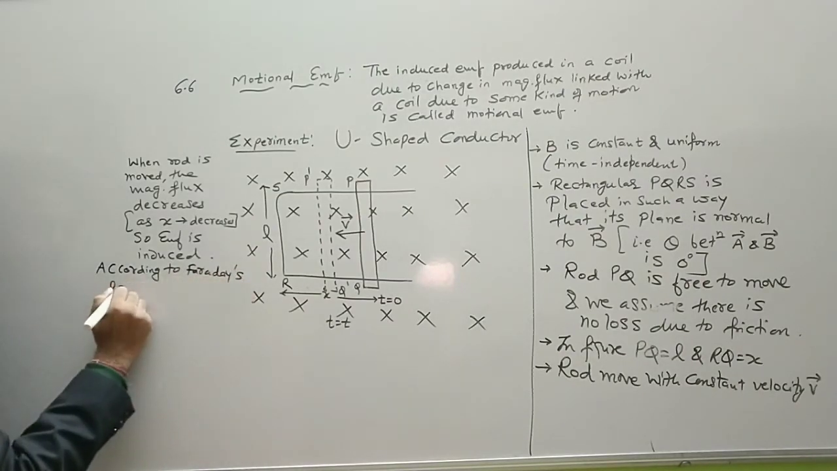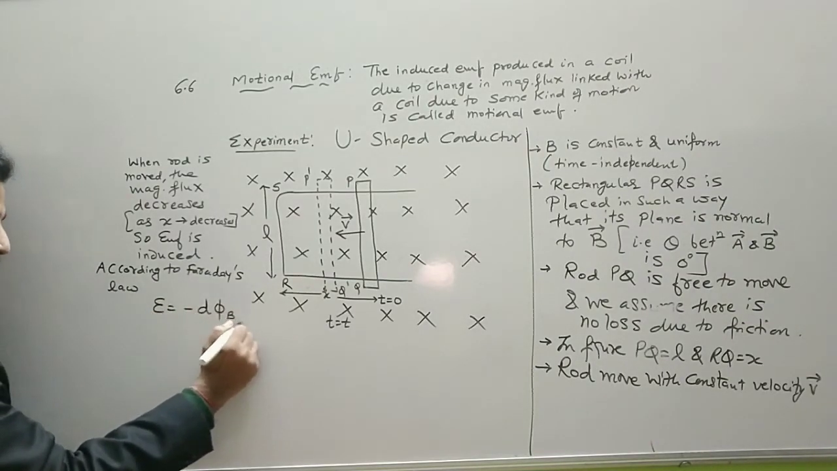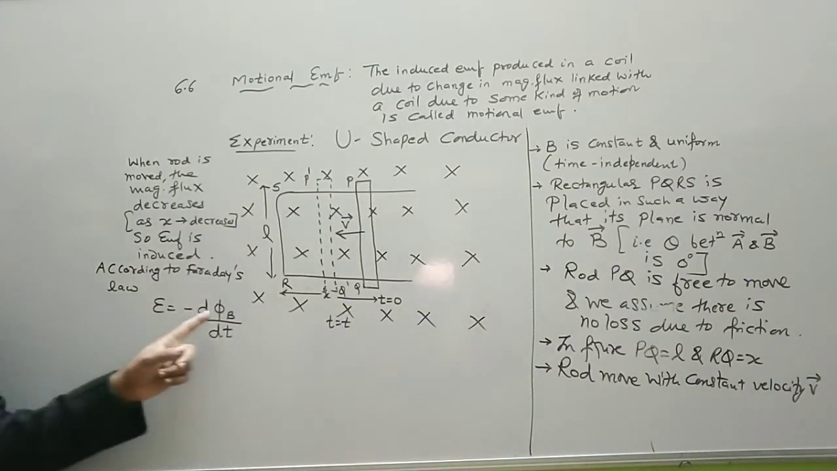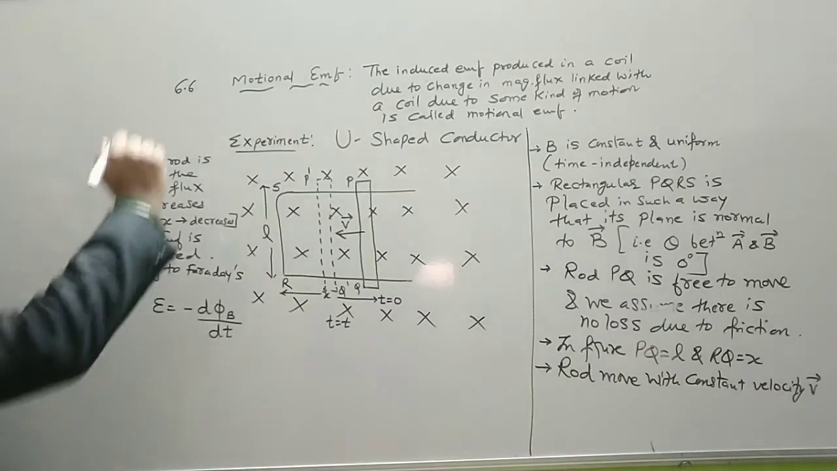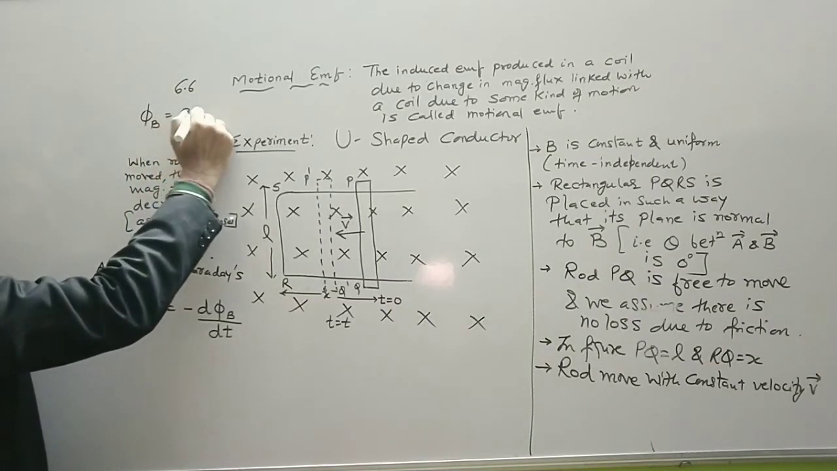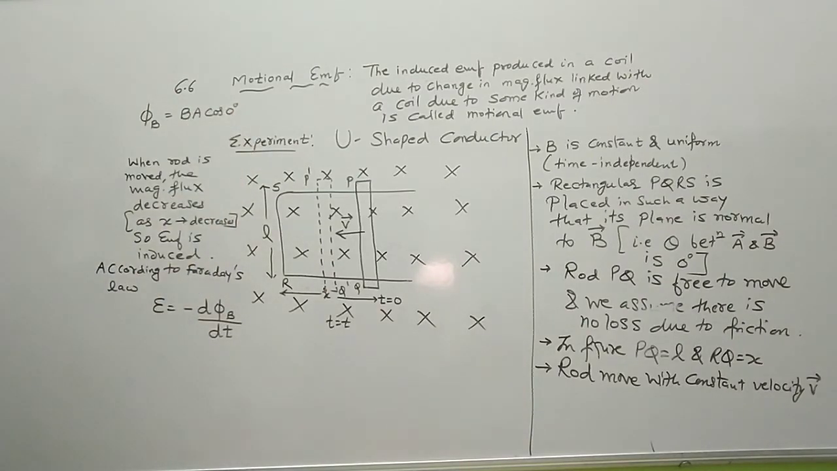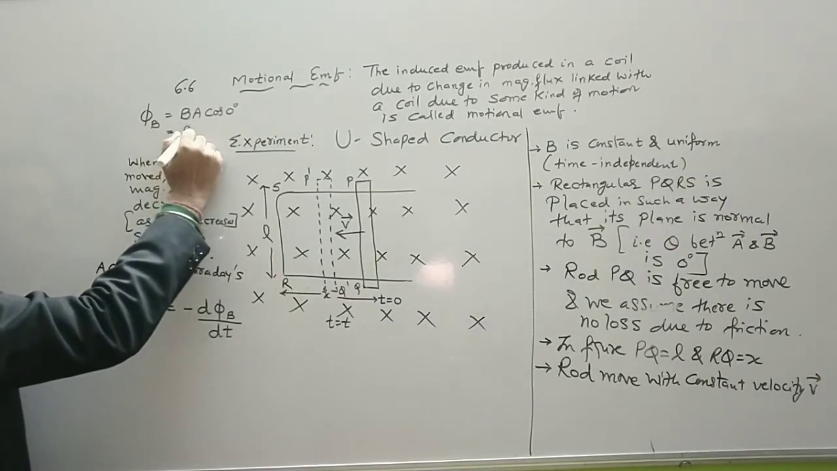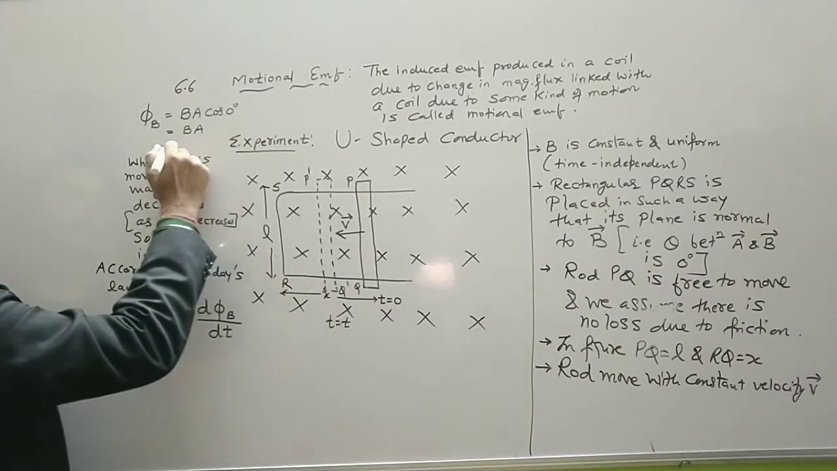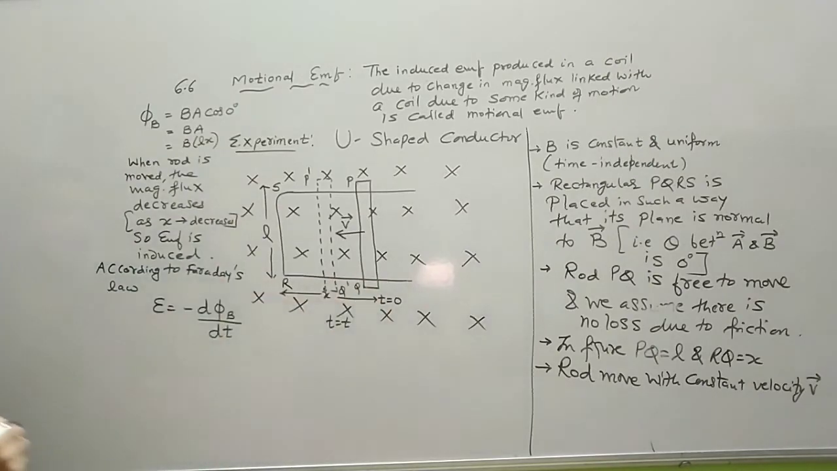According to Faraday's law, EMF is minus d phi B upon dt, that is, the change in flux with respect to time. Now what is flux? Flux is B A cos theta. We are not taking n here. The angle was 0, cos 0 is 1, so you are left with BA, B and area. The area of the rectangle is length into breadth, so initially L into x.